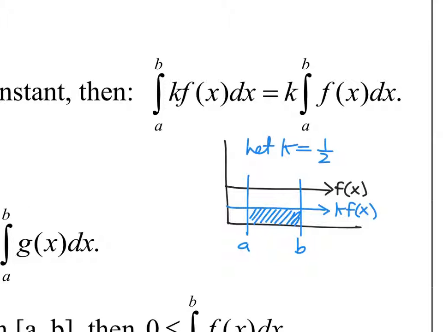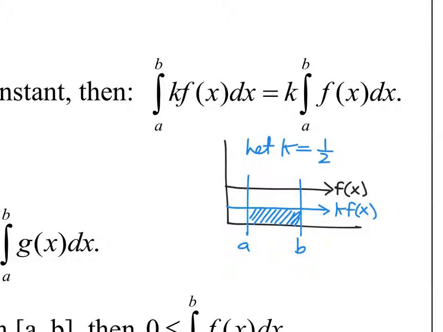If I'm talking about the bounded area between the function and the x-axis, you have this whole rectangle here. If k is equal to 1/2, I'm chopping the function in half, so I'm reducing its height consistently by a factor of 1/2, then its area would necessarily be reduced by a factor of 1/2. So that's all it's really saying.